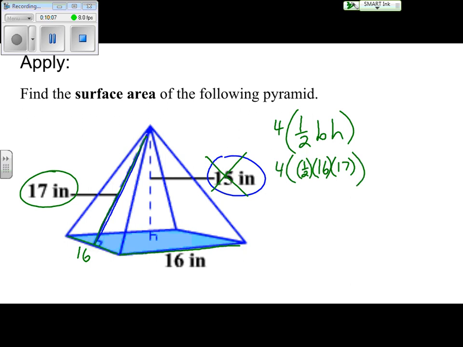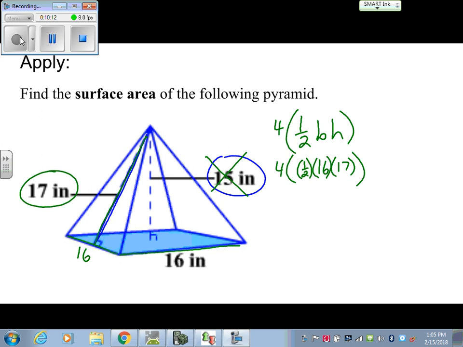And I'm just going to go ahead and throw that into the calculator. And I end up with 544 square units, in this case inches, for the surface area of all those triangles or lateral faces.